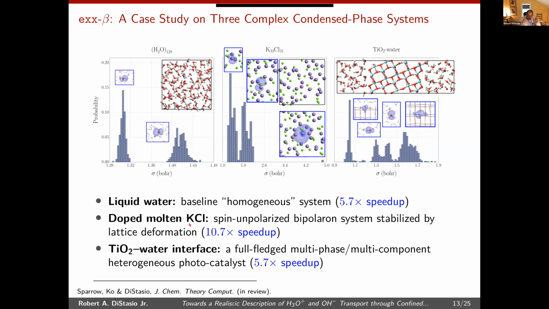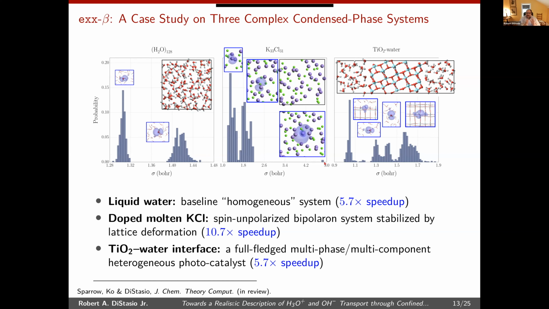So then we started thinking, okay, we need some more challenging systems, and influenced by a conversation with Pablo and Stefano Baroni, they introduced us to this doped molten KCl system, right? So this is a spin unpolarized bipolaron system that is stabilized by lattice deformation, and it has a very interesting feature, right? Most of the Wannier functions have a similar spread, kind of similar to liquid water, maybe a little bit more spread out, but they have one orbital that's very, very delocalized and basically overlaps with everyone.